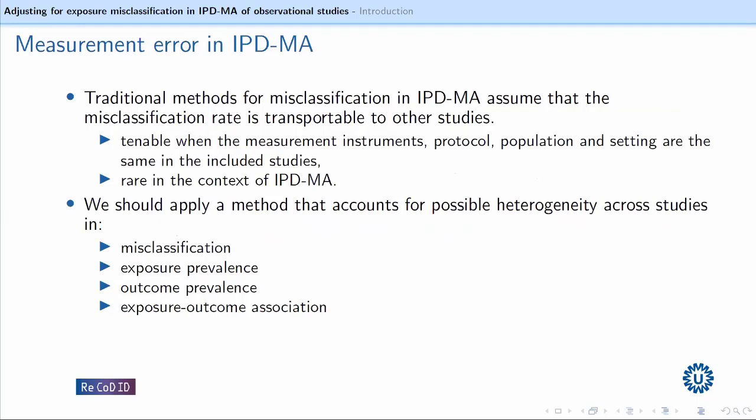So what we should do is apply a method that accounts for possible heterogeneity across the studies in misclassification, exposure prevalence, outcome prevalence, and the exposure-outcome association.